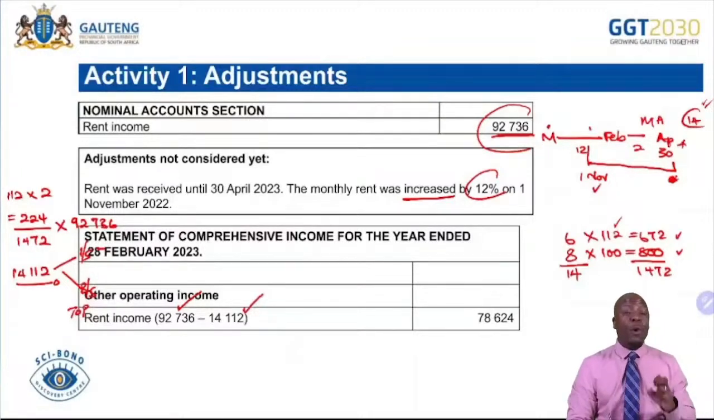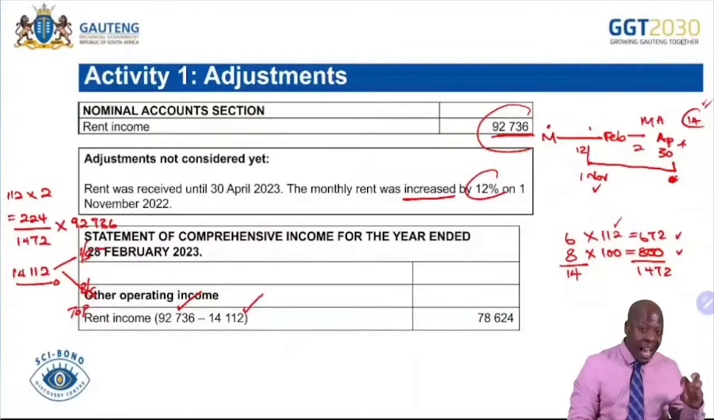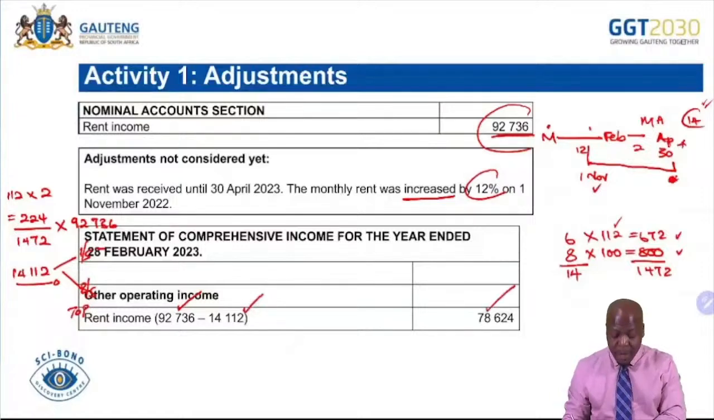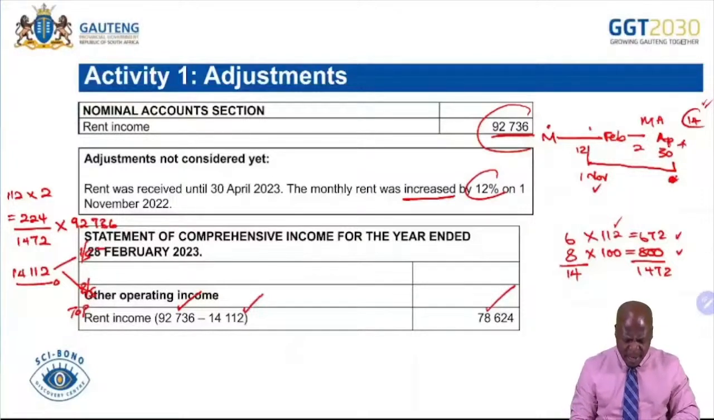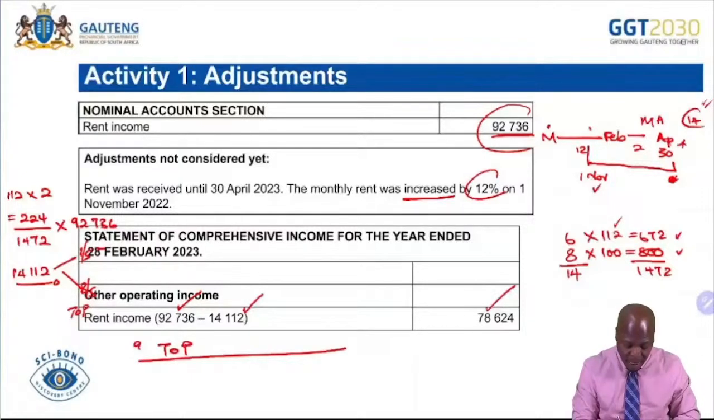We must receive only for 12 months. In this case, we received for 14. So the 2 months must be taken out because it is income received in advance. And therefore, we remain with that one. Remember, signs are very important. Minus, because it is income received in advance. And therefore, if I were doing the statement of financial position, I would come now to my trade and other payables, which is my note number 9. And I would also record my income received in advance.